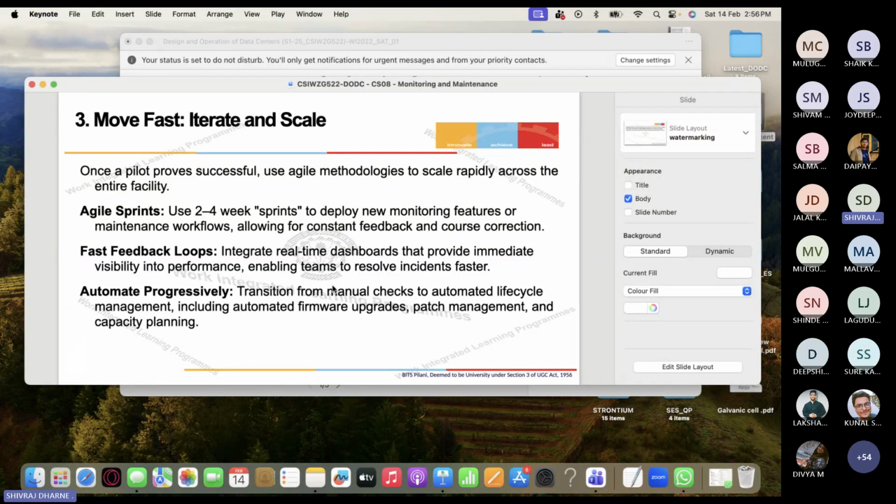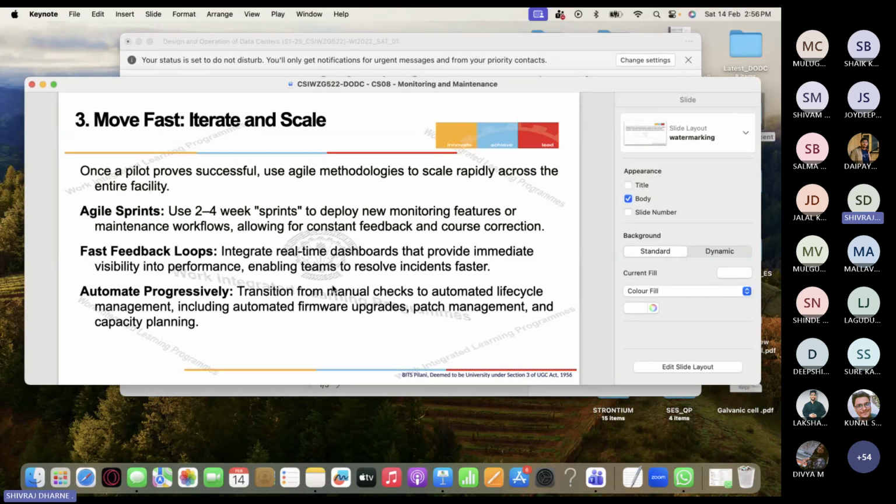Then fast feedback loops, when you integrate real-time dashboards, which will provide you immediate visibility into performance, enabling teams to resolve the incidents faster. So that loop has to be very fast. So, you take the real-time fixing, right?